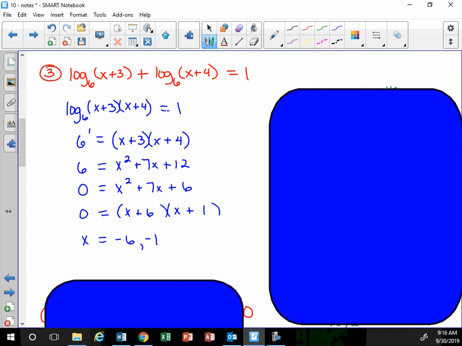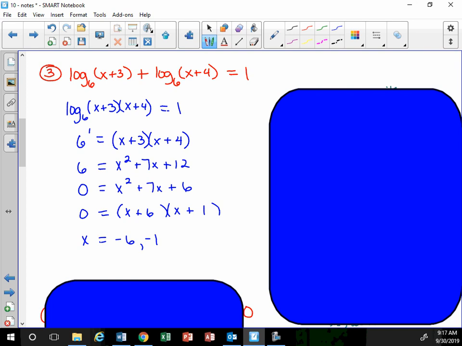Do neither of them work? Only one of them work? How do I check? Like, they're both negative numbers, but that right away doesn't just eliminate them. Where do I check? Yeah, you have to plug it in. Go back to the very original equation. Plug them in here. So if I do -6 plus 3, that's a negative, right?